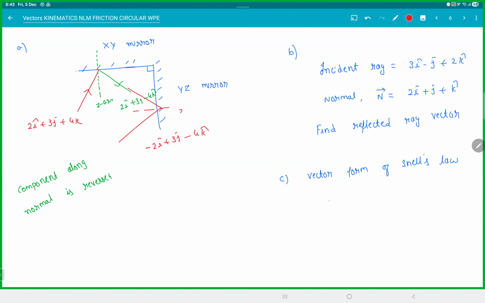What is the vector form of Snell's law? Mu1 mod i cap cross n cap. Remember the formula: mu1 sin theta i is equal to mu2 sin theta r cross n cap. That will be mu1 sin i is equal to mu2 sin r. Do you guys remember the relation between i cap, n cap and r cap?